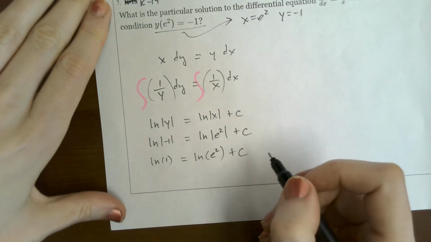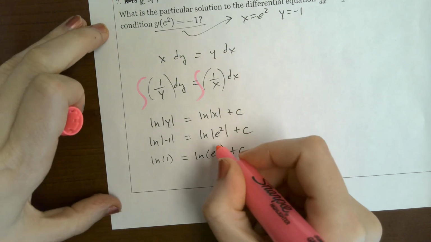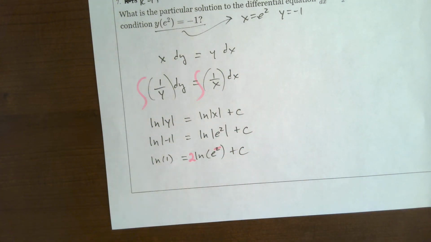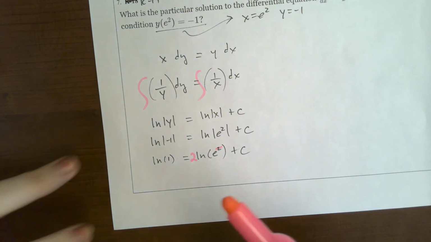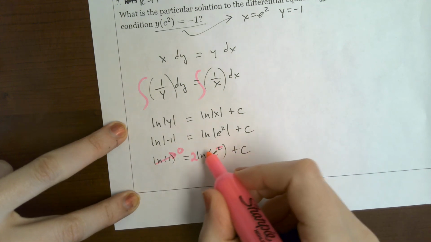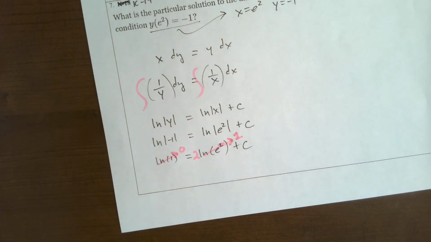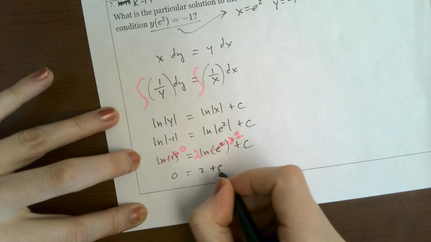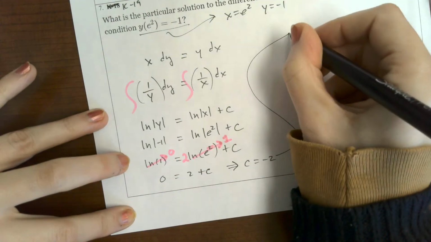And then guys, remember the way that logs work is that you can take this 2 as an exponent and put it out front like that. Natural log of 1 is 0, and then natural log of e is 1. So this ends up being 0 equals 2 plus c. So we have c is -2.